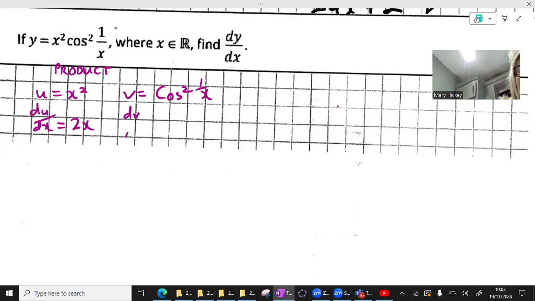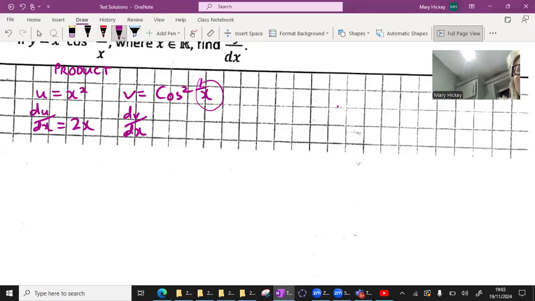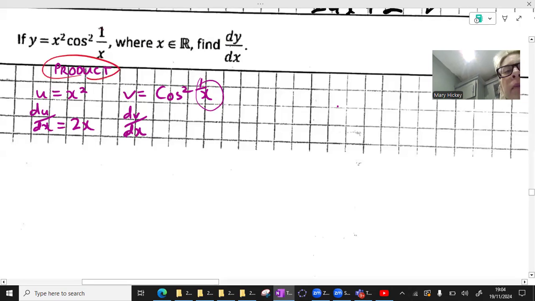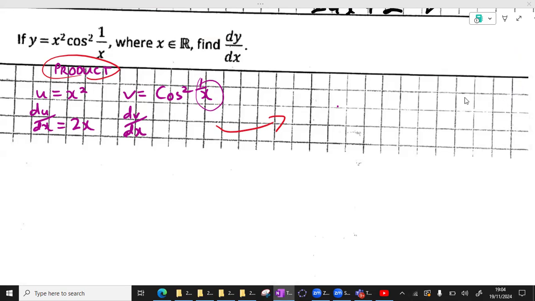Now dv dx, this is going to be a little bit more complicated because there's a squared in there and the angle is a fraction. So what I would do is to do this little part. Now, don't forget to come back because it is product, but we're going to go over here and we're going to do it really as if it's a brand new question, basically, that is completely separate from the other.